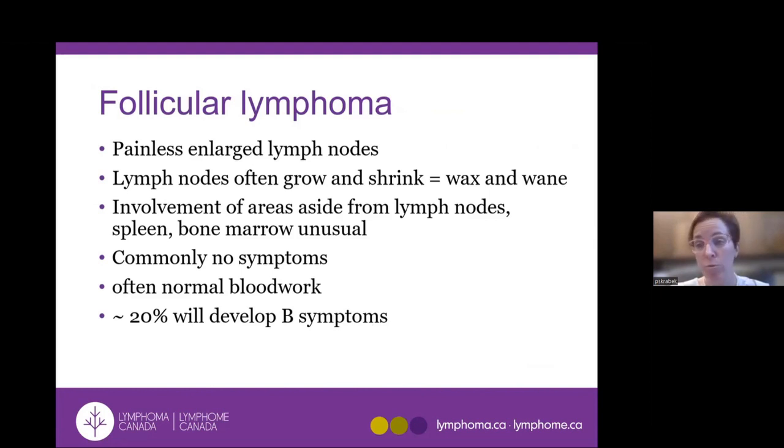They can grow and shrink in follicular lymphoma, which is often referred to as waxing and waning, which is a unique feature of indolent lymphomas. Generally speaking, aside from the lymph nodes and the spleen, as well as bone marrow involvement, other sites being involved, so things like the liver, the lungs, the kidneys, etc., is actually quite unusual.